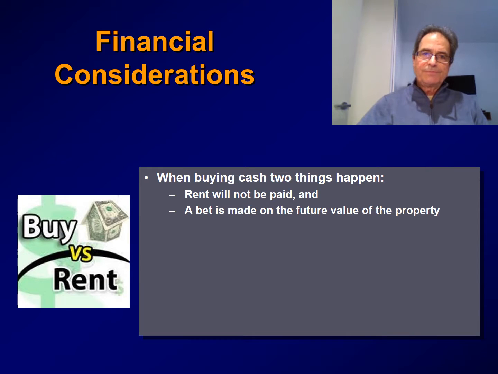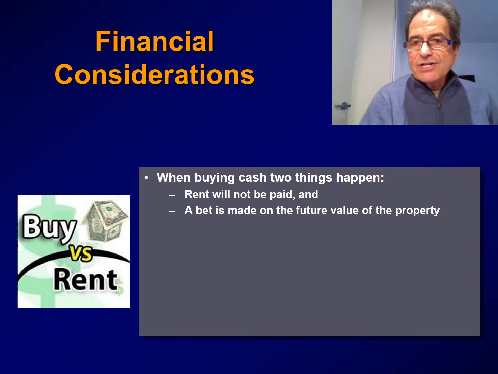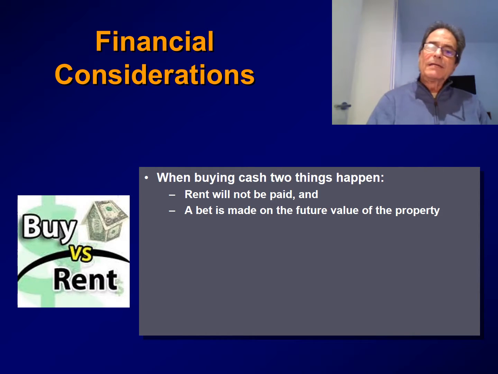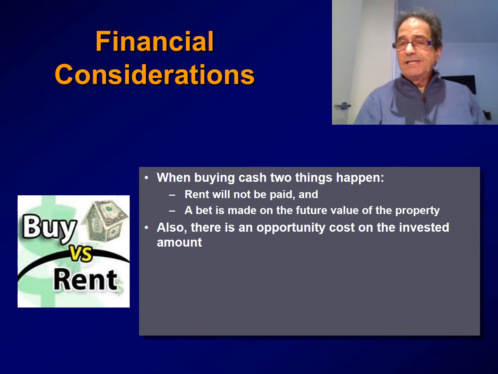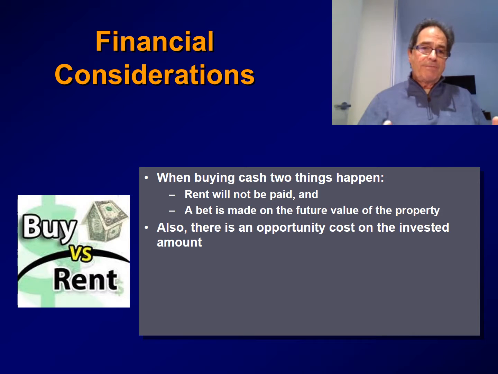Financial considerations. When we buy cash, two things happen. On the one hand, we stop paying rent. On the other hand, we make a bet on the future value of the property. Also, there is an opportunity cost of the invested amount. By this we mean that when we buy cash a property, we are putting a lot of money in this property and we expect to have a reasonable return on the property. This return is the discount rate that we apply to evaluate this investment, and this discount rate must be consistent with the risk of the property.